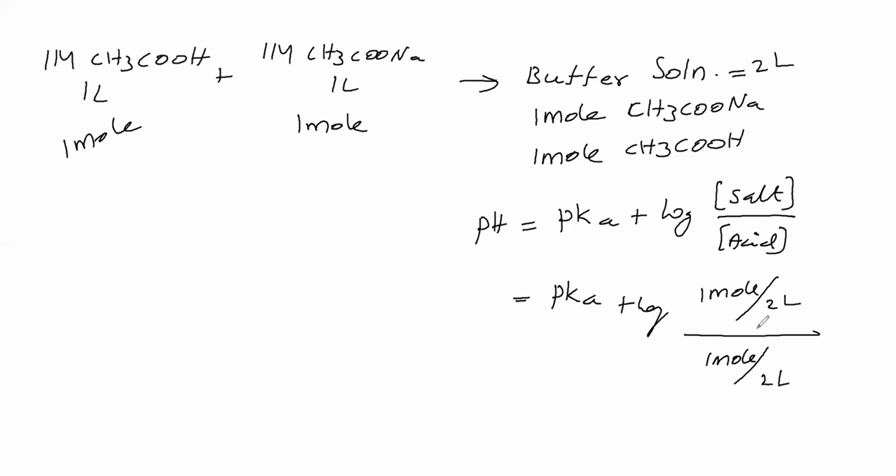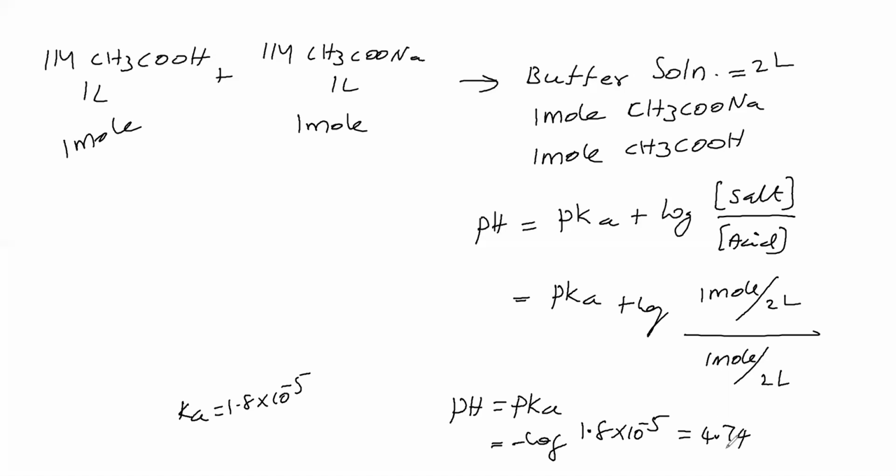This 2 liter gets cancelled. 1 mole means 1, log 1 is 0. Therefore, pH is equal to pKa. Okay, pH is equal to pKa, we can say. So, Ka is equal to 1.8 into 10 to the power of minus 5, that we will substitute. So, pKa is equal to minus log of Ka. Ka is 1.8 into 10 power minus 5. If you simplify this, you will get 4.74. So, pKa is equal to 4.74 we can say.